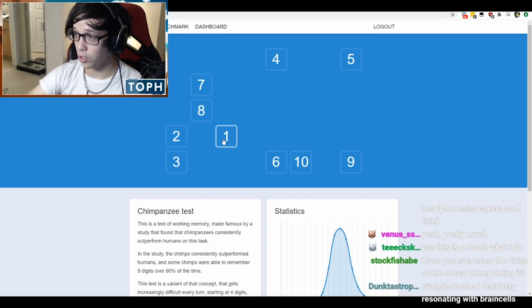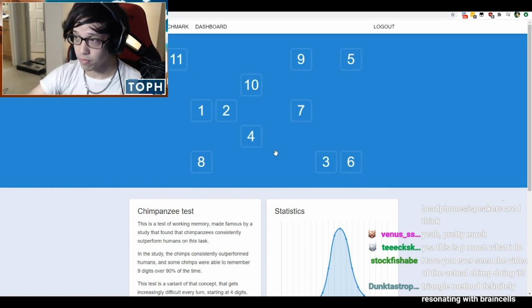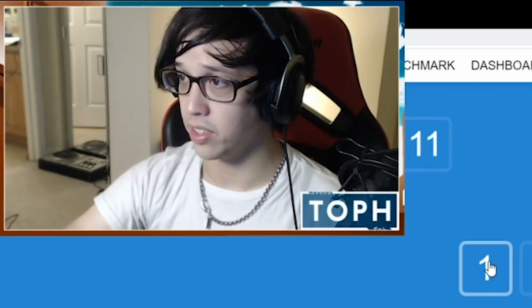So, 1, 2, 3, 4, 5, 6, 7, 8, 9, 10, 11. 1, 2, 3, 1, 2, 3, 1, 2, 3. I'm visualizing the triangles. Holy fuck. I can see the triangles before my very eyes. I can actually see the triangles before my very eyes. Are you guys ready?